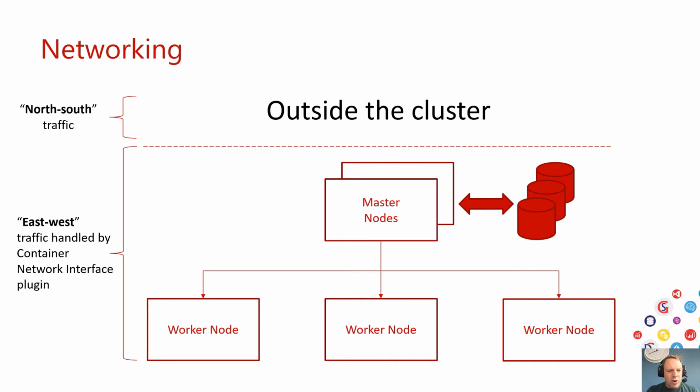You have something called an overlay network which handles this. Your overlay network is underpinned by a container network interface plugin. This can be something like Flannel or Calico or Weave if you're doing this on premises. I typically use Calico.